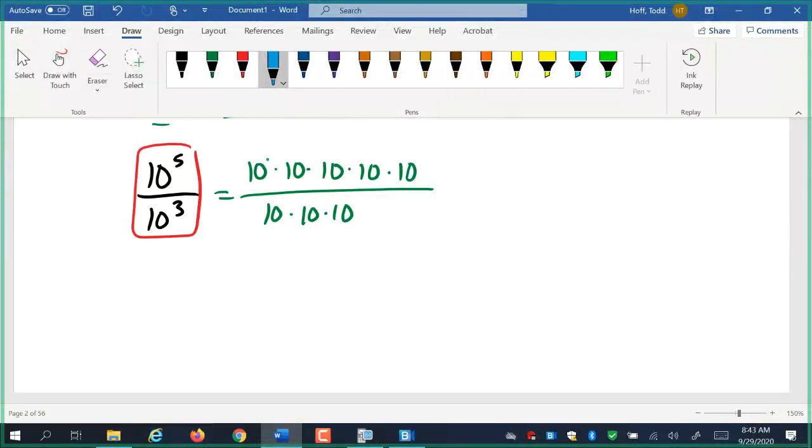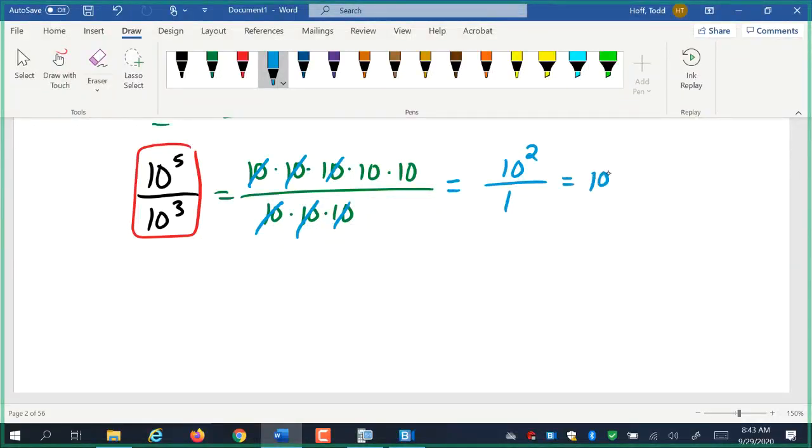We can cancel out a 10. We can divide out a 10. We can divide out another 10. And we can divide out a third 10. And what we're left with, on bottom, everything divided out. So that's just a 1. And on top, 10 times 10, well, that's just 10 to the 2nd power.